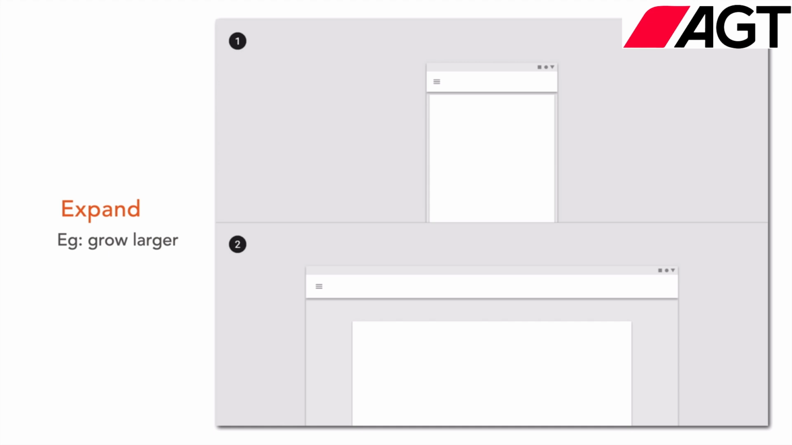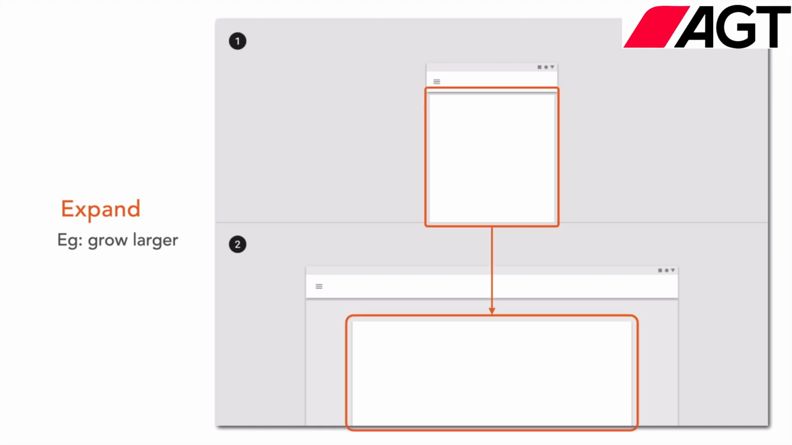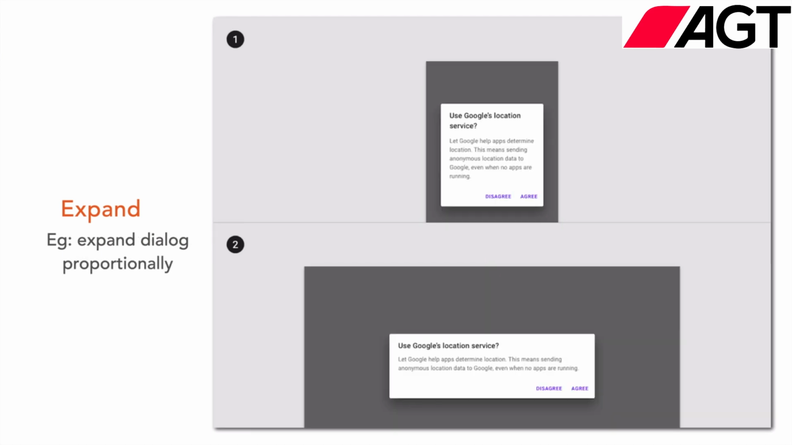Expand is another simple pattern where your UI component is expanded on a large screen to fill a larger space. For example, here we have a card item on a small screen, and when a larger space becomes available on a large layout, this card has been expanded. Another example to apply the expand pattern is a dialog. Here the dialog has been expanded from a smaller size to a larger size proportionally.